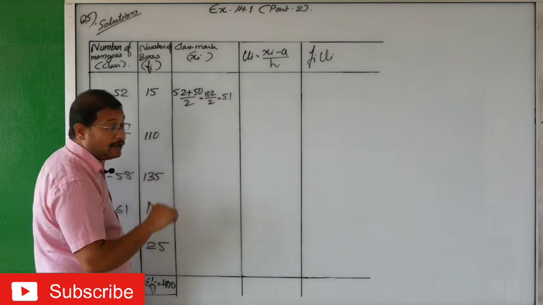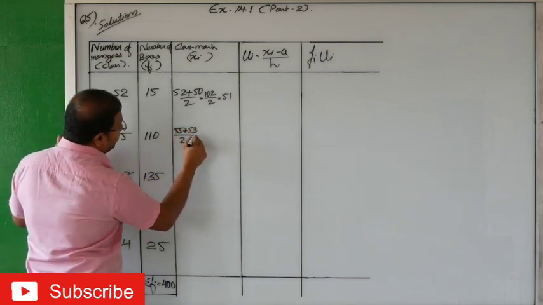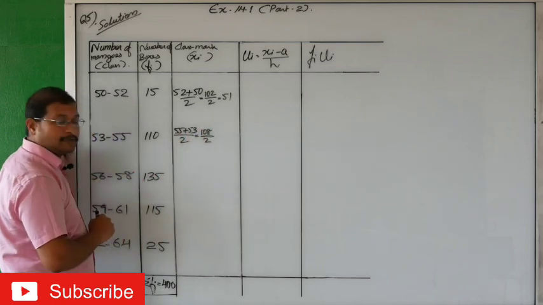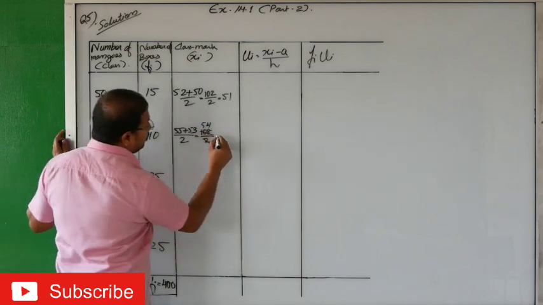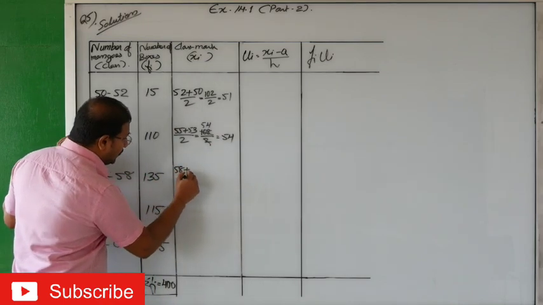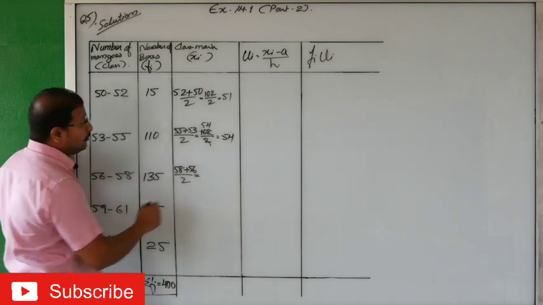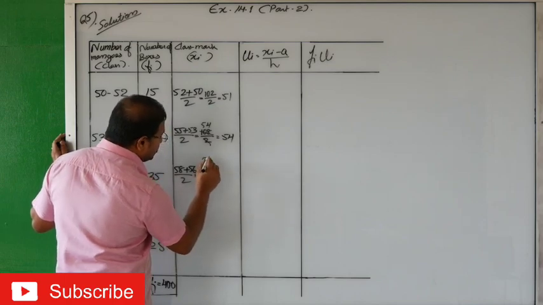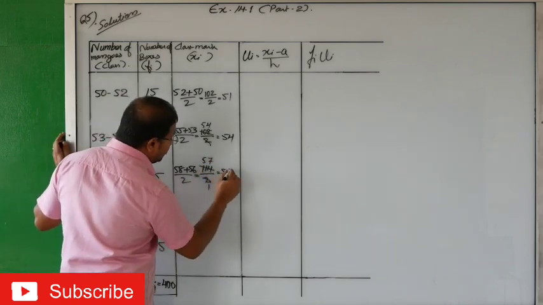I hope you can understand. We have to divide it. Next step, 55 plus 53 divided by 2 equals 108 by 2. Two 5s are 10, two 4s are 8, so you got 54. Ready? Next step, 58 plus 56 divided by 2 equals 114 divided by 2. Two 5s are 10, balance 14, two 7s are 14, so we got 57.